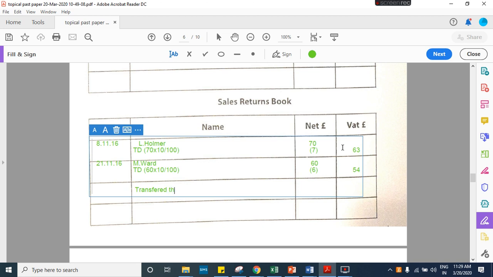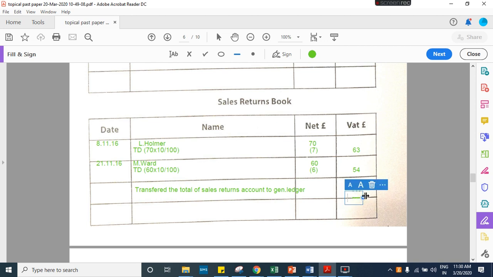Transfer the total of sales returns account to general ledger, and 63 plus 54 gives a total of 117. Now we have completed the sales returns day book.